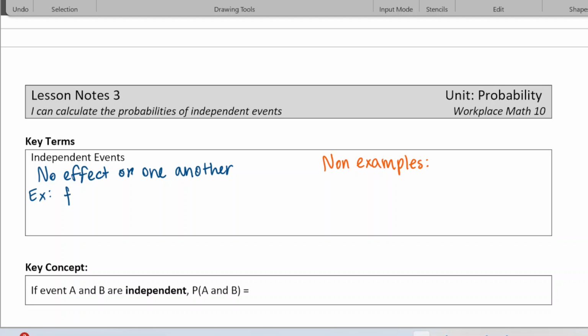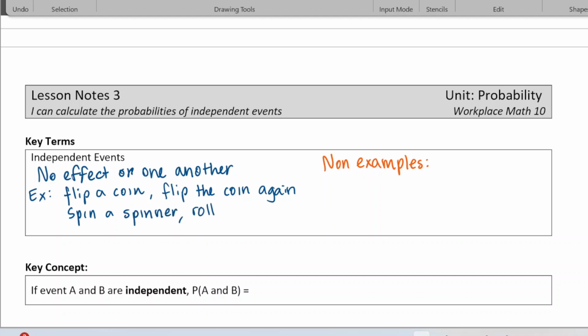Okay, so here's an example of two independent events. I flip a coin and then flip the coin again. The coin has no memory. It doesn't know what happened in the first flip. That's not going to affect the second flip. Let's say I spin a spinner and then roll a die. Those two events have no impact on each other. They are happening independently.